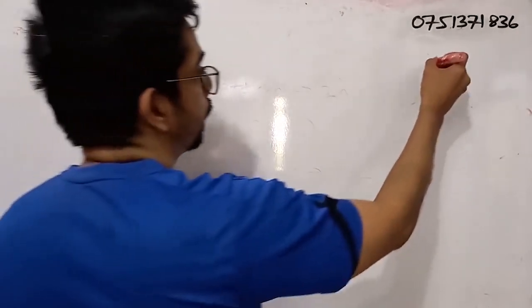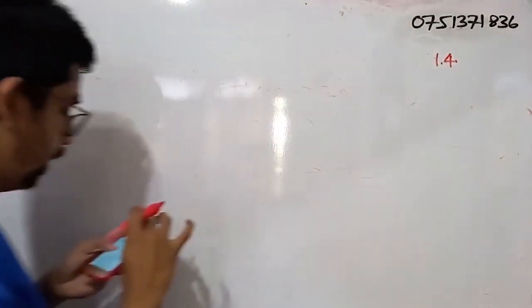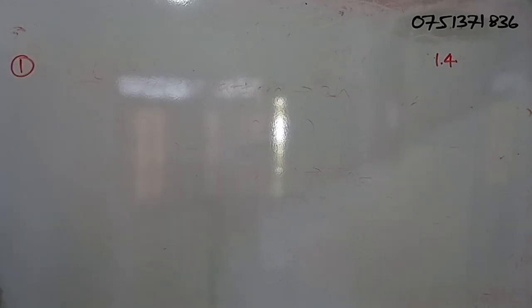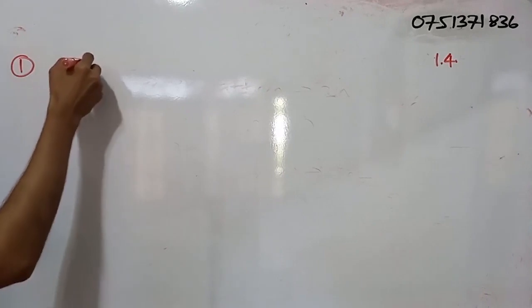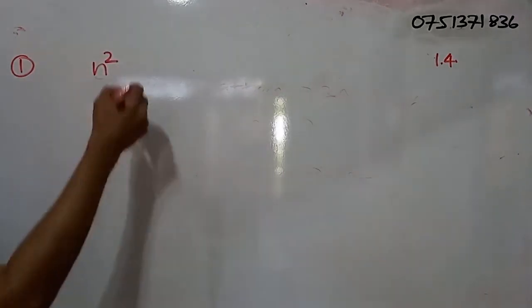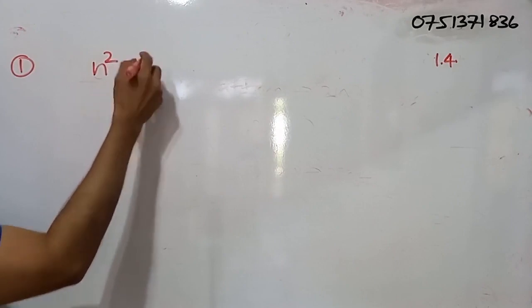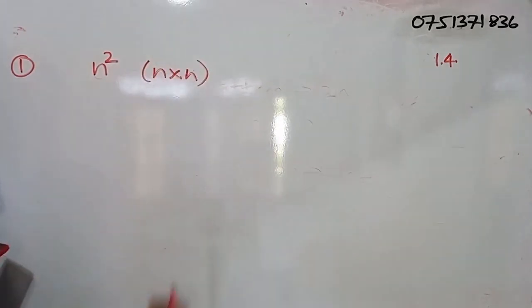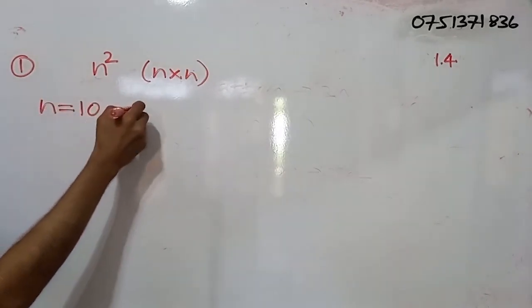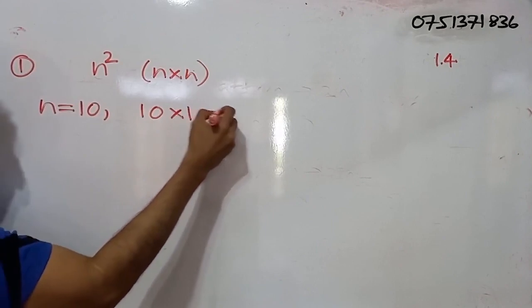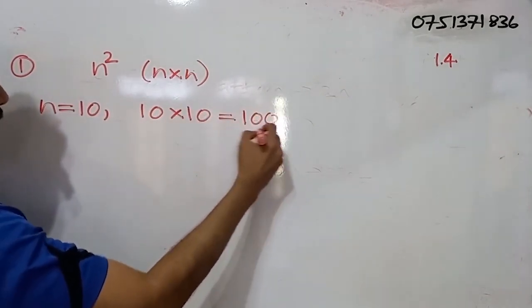Grade 8, lesson number 1, number patterns, exercise 1.4. Question: What is the 10th term of the square number pattern starting from 1 and written in ascending order? Right. So we know when we talk about square numbers, the general term will be n squared, or n times n. Here they are asking the 10th term, so n will be equal to 10. So this will be 10 into 10. So the answer is 100.